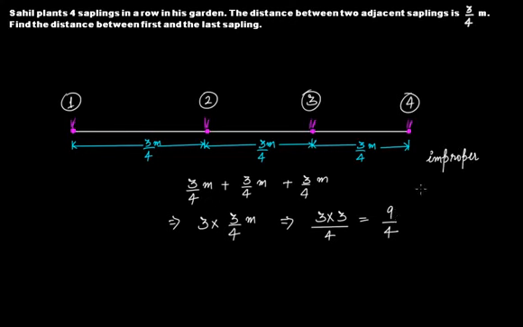But if you want to convert this improper fraction into a mixed fraction, then we know what we have to do. Simply divide 9 by 4. You'll get 2 as the quotient, 1 as the remainder, and 4 as the divisor. So this is the improper fraction, and this one is the mixed fraction of the same one.